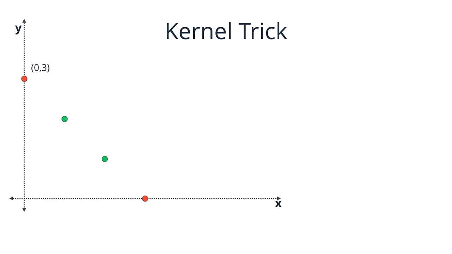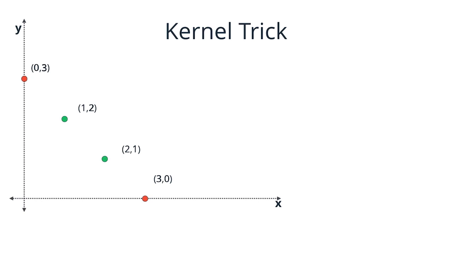Okay, so let's study one of them in more detail. Let's study the curve trick. First, let's start by putting coordinates on the points. So this one is (0, 3), this one is (1, 2), this one is (2, 1), and this one is (3, 0). And what we need is a way to separate the green points from the red points.